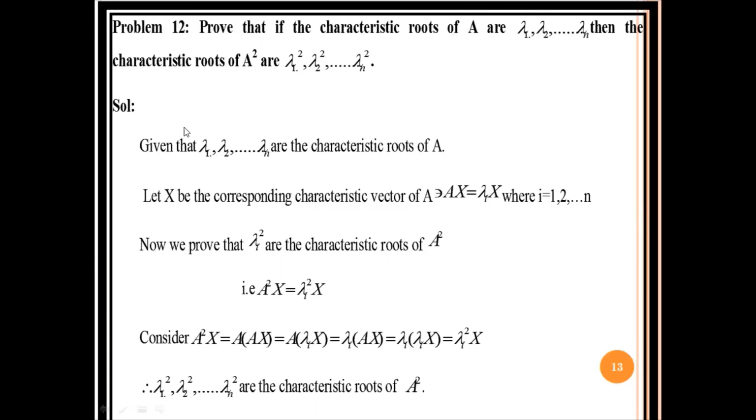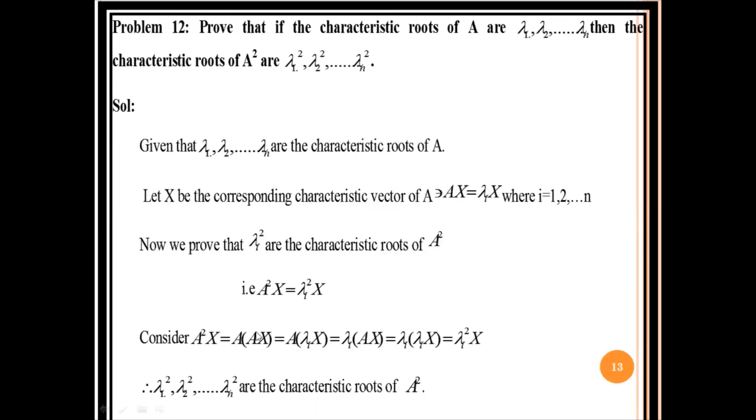Whenever we get the characteristic roots, immediately we will have the corresponding characteristic vectors of the given matrix A, satisfying the equation Ax = lambda i x for every i = 1 to n, right? Now what we want to show is that lambda i square are the characteristic roots of A square. Means we want to show A square x = lambda i square x, right?